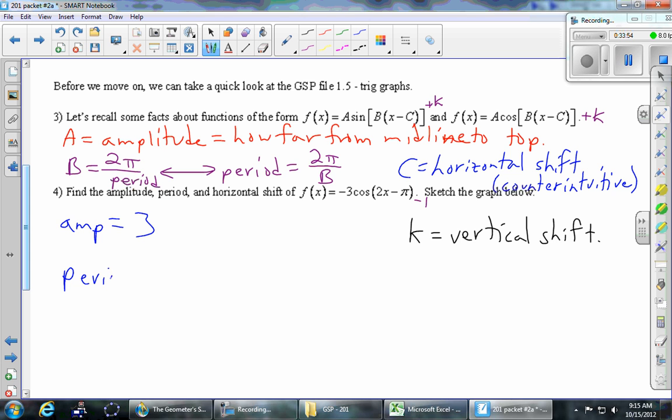Period. We'll use our formula here. The second formula we wrote in purple is 2 pi divided by B. 2 pi divided by what number? Divided by 2. B is the number in the front of the X. So the period of this graph is a single pi.